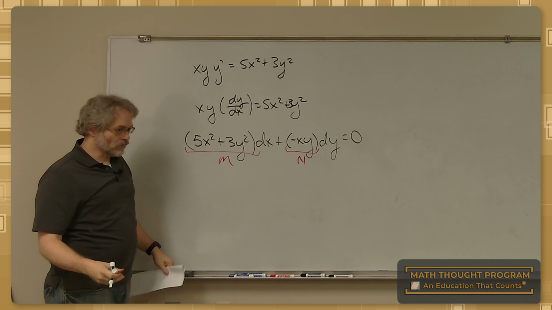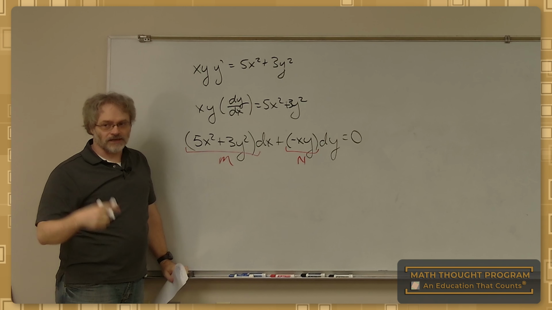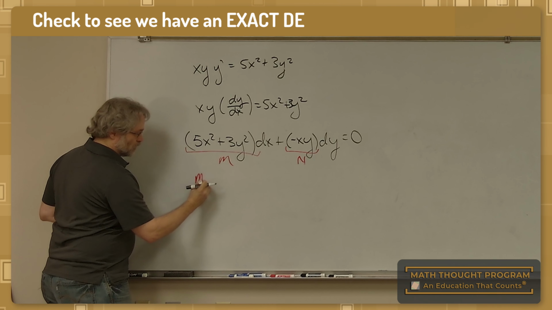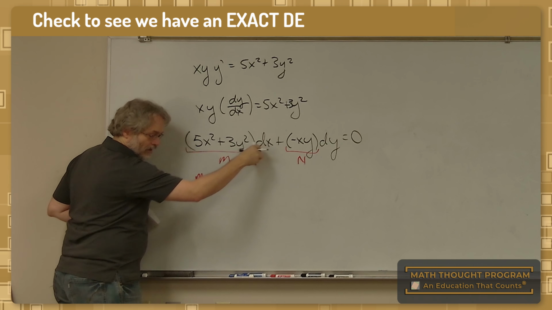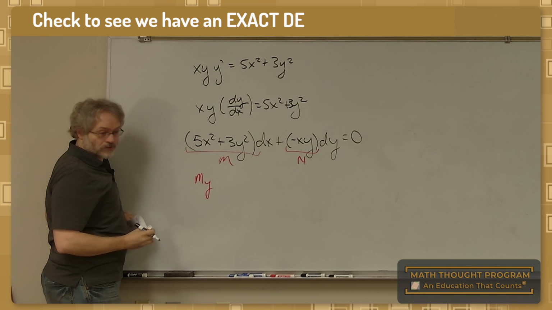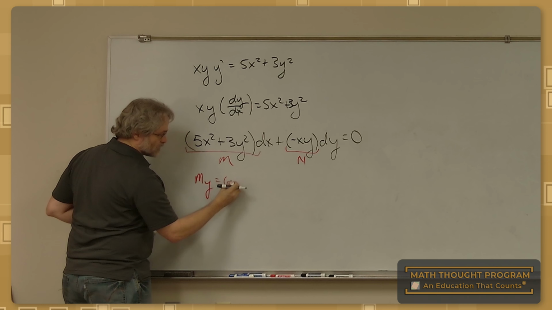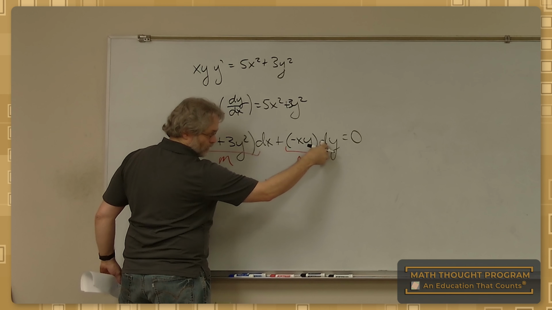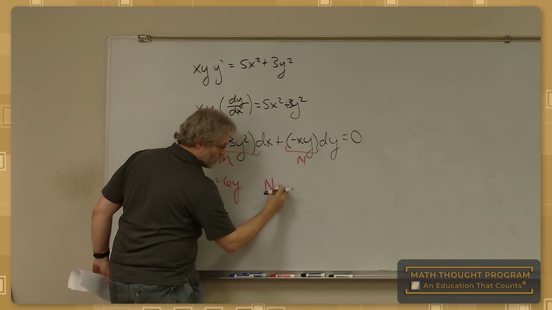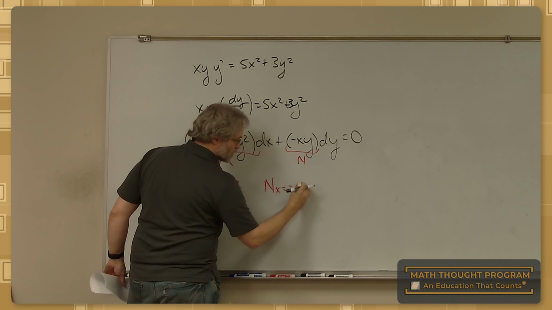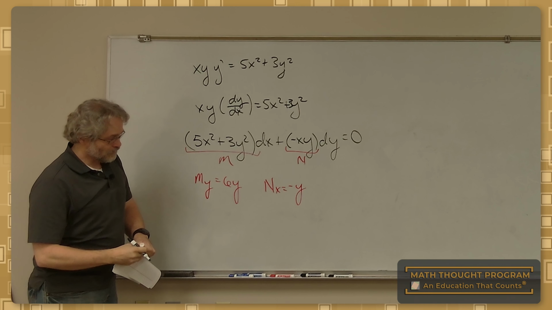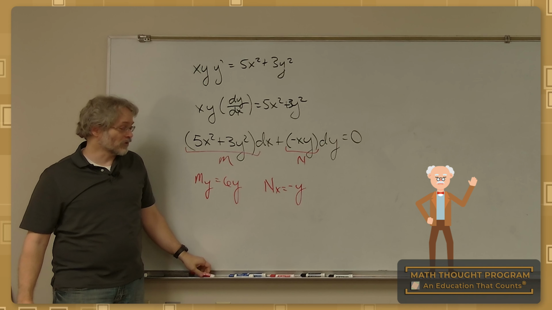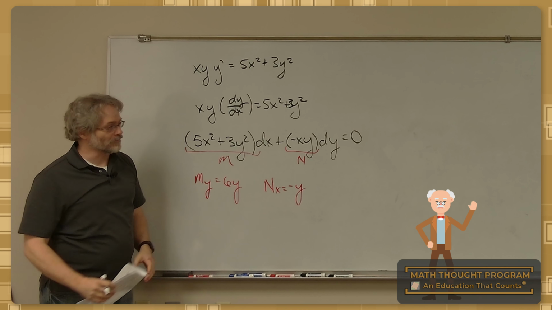So the question is, well, I can't separate it. I can't use the integrating factor, or is it an exact differential equation? Let's take the partial of M, and because that's a dx, you take the partial in terms of y. So you have 6y, and then likewise, take the partial of N, now in terms of x, not y. You're going to get minus y. Is it an exact differential equation? No. In order to be exact, these two things would have to be the same.